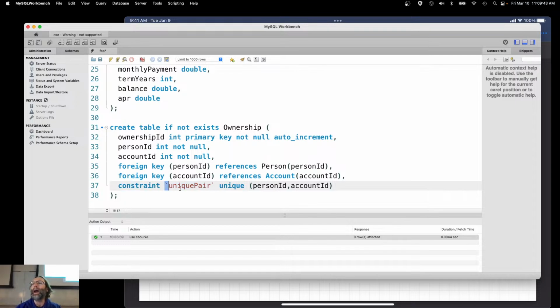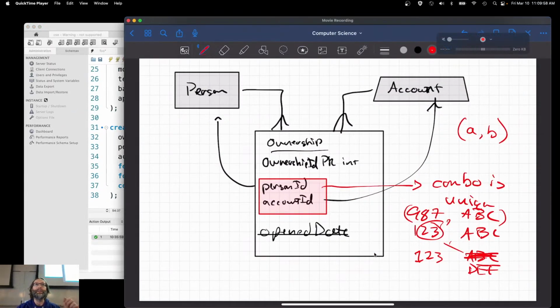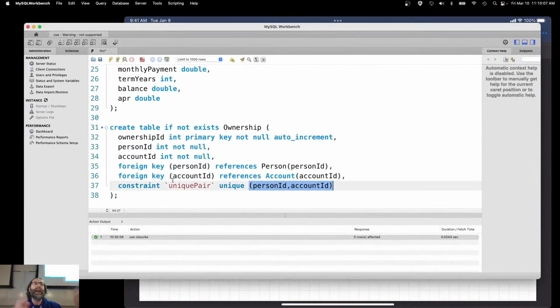Note here that these are backticks. This is not a single quote. And I'm saying that the combination of these two columns has to be unique. I would never be able to insert data that looked like that, right? Where 1, 2, 3, ABC, 1, 2, 3, ABC. Otherwise, if I didn't have this constraint on there, I could have somebody owning an account 5 times, and that doesn't make any sense.